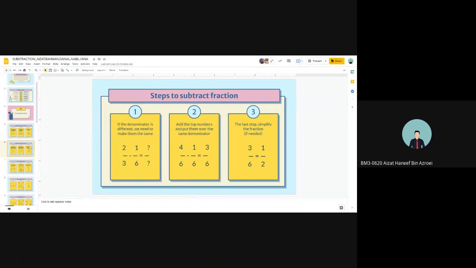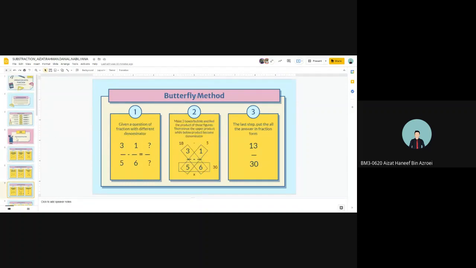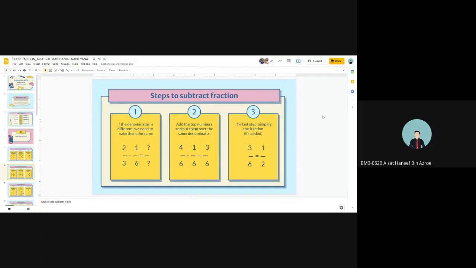Next, we have another example, but the example has a different denominator. If the denominator is different, we need to make them the same. For example, 2/3 minus 1/6. So we need to make the denominators the same. We times 3 by 2, and 2 we times by 2 also, so it becomes 4/6 minus 1/6. Then the answer will be 3/6. And 3/6 also can be simplified, becoming 1/2.